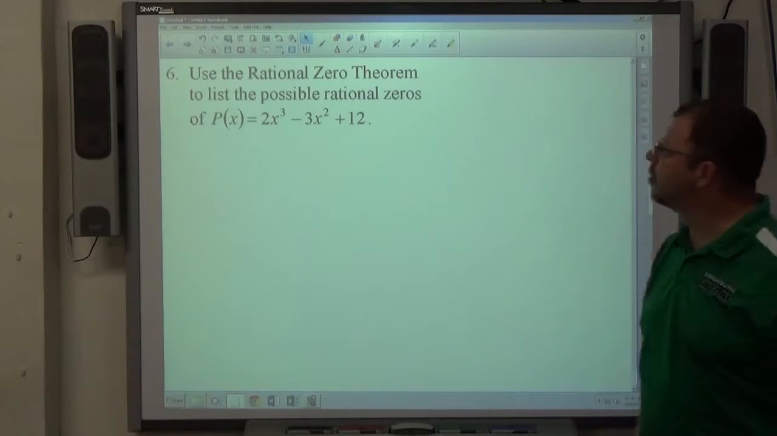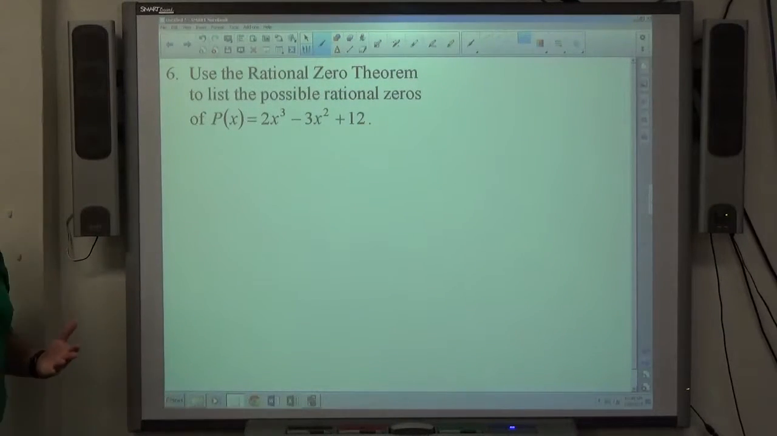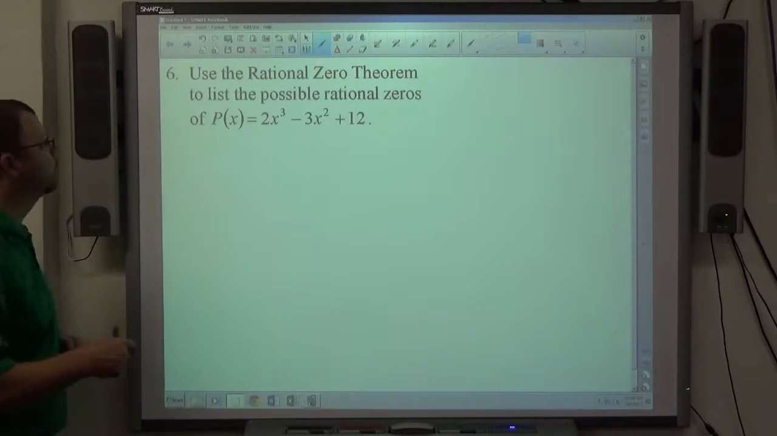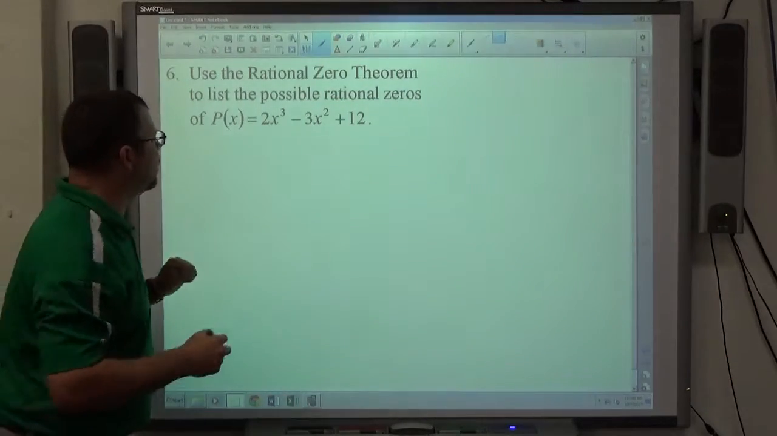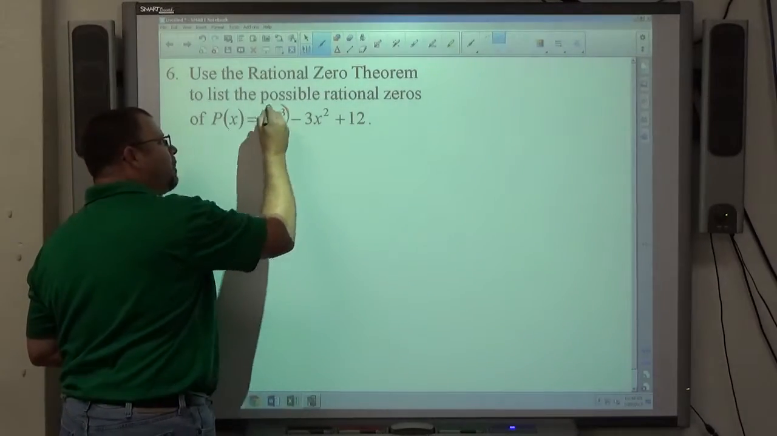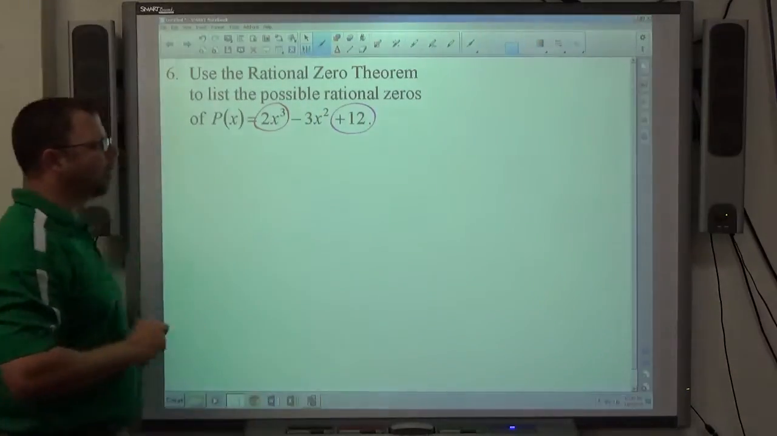Number 6, use the rational zero theorem to list the possible rational zeros. They're not asking for the answers, they're asking for the list of possible answers. And if you recall, the rational zero theorem requires that the polynomial be put in descending order. The highest power term and the constant are the two numbers that matter to us.